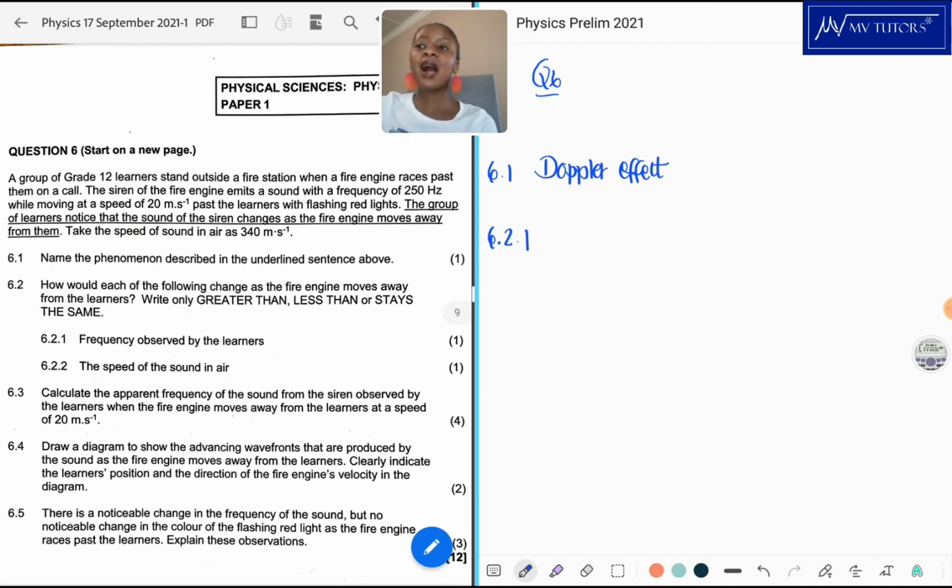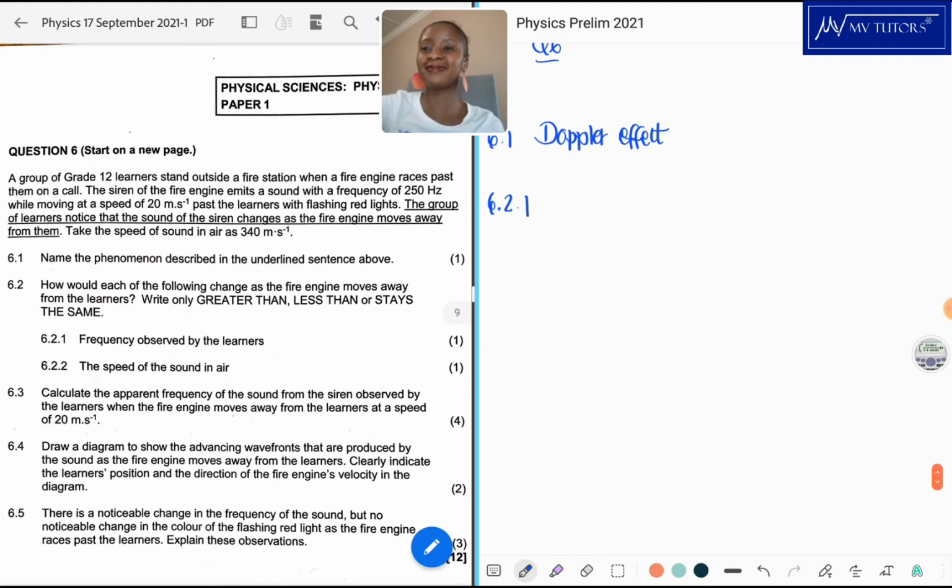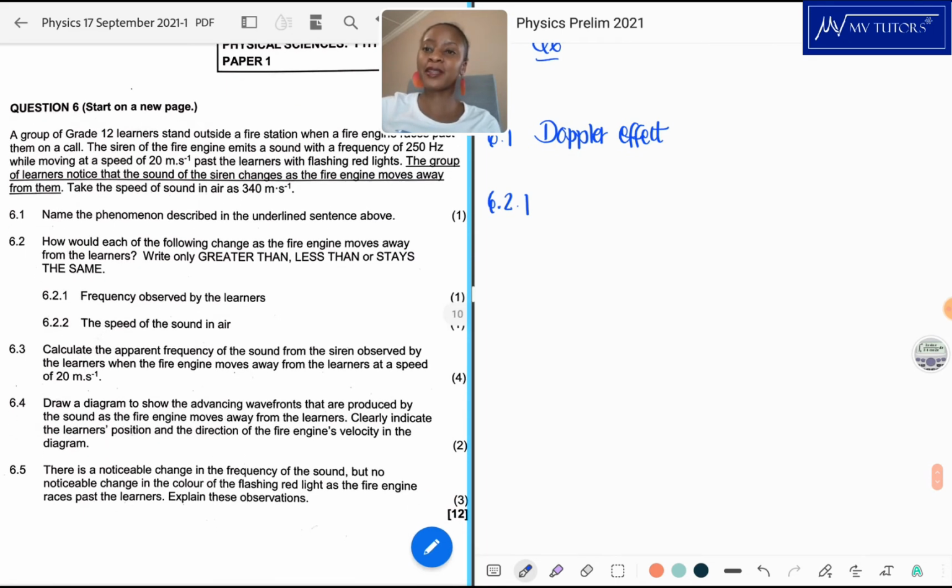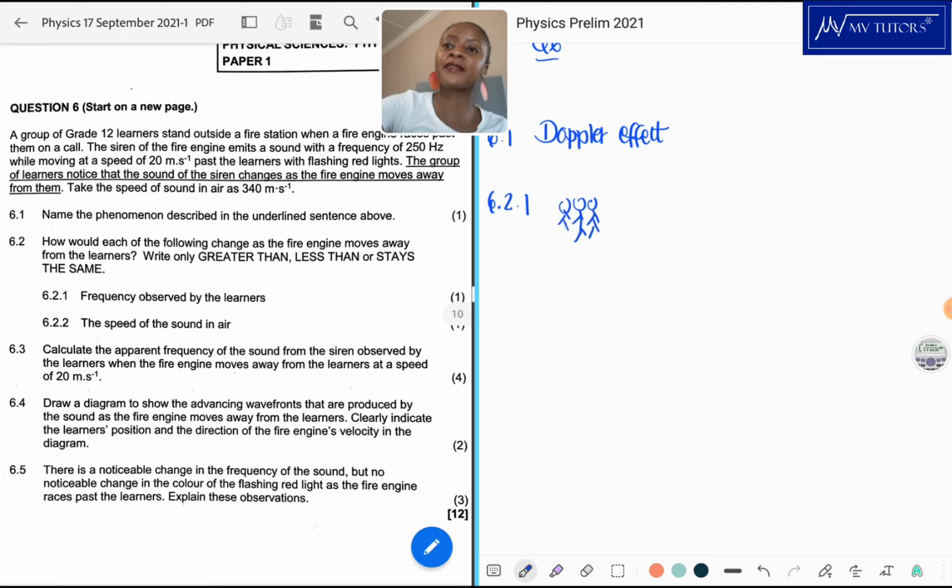Okay, now how would each of the following change as the fire engine moves away from the learners? The frequency observed by the learners. Okay, so initially, guys, you have the learners here all standing, and you have this fire engine next to them, with the light there and the siren. And it's moving away from them.